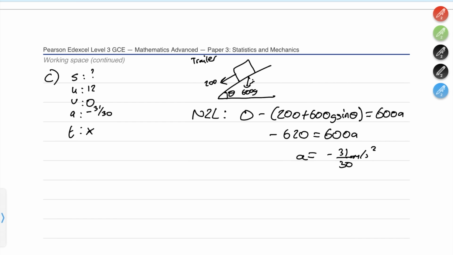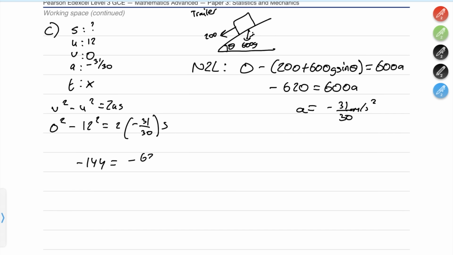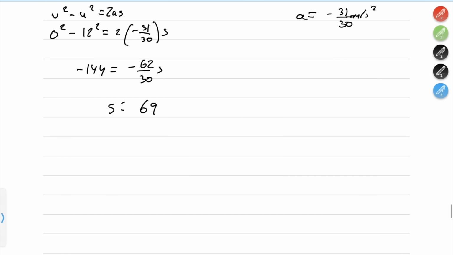Now we can use our SUVAT equation. We're not going to use s equals ut plus half at squared. We're going to use v squared minus u squared equals 2as because we don't actually have t. So 0 squared minus 12 squared equals 2 times minus 31 over 30 times s. So minus 144 equals minus 62 over 30 s. So s equals minus 144 divided by minus 62 over 30. And that gives me an answer of roughly 69.677. So s equals 69.7 meters to 3 significant figures.